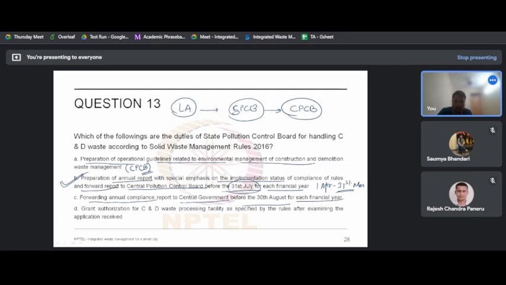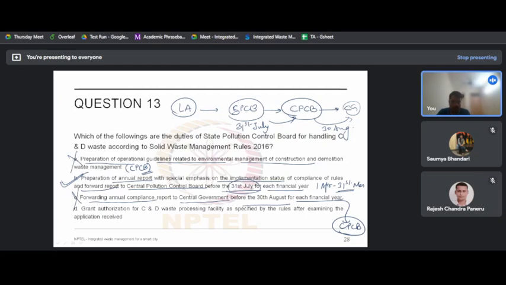So here we can see the state pollution control boards. So they will give the report by 31st July to CPCB, and then CPCB forwards it to the central government within 1 month. So this is a duty. So option C is a duty of the Central Pollution Control Board. So it will receive the reports from state pollution control boards and will forward it to the central government within 1 month. So A is not correct, C is not correct. These are duties of CPCBs.